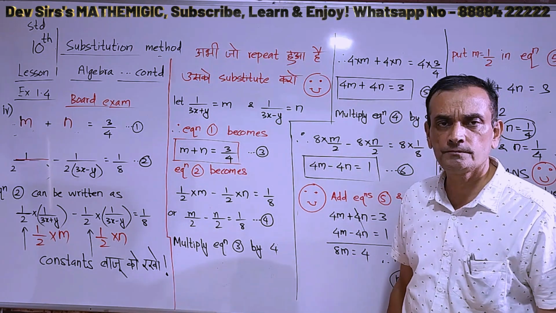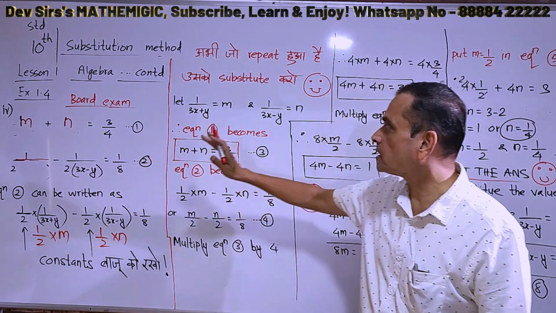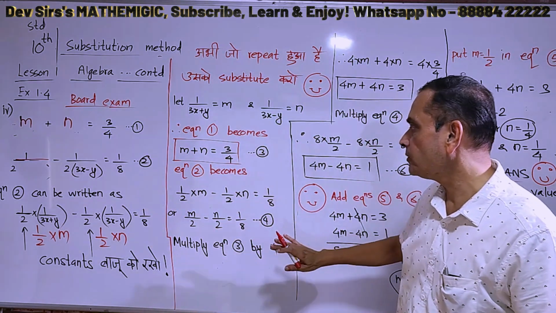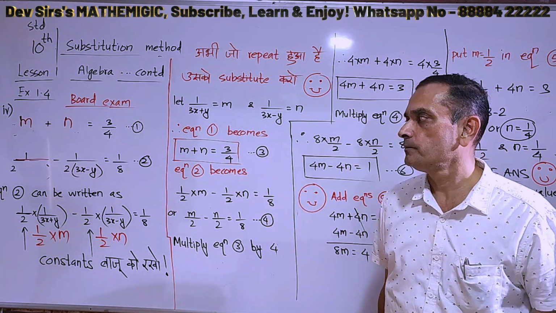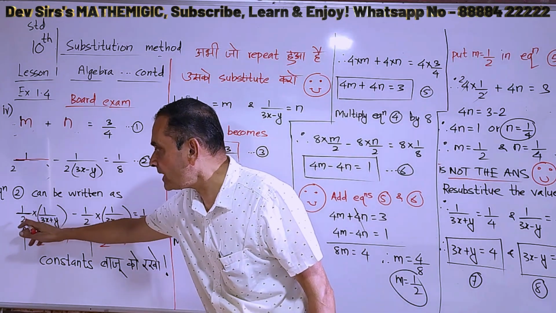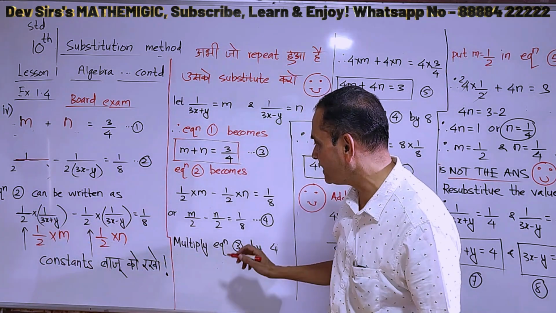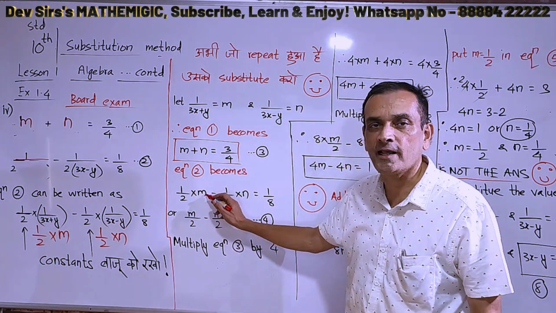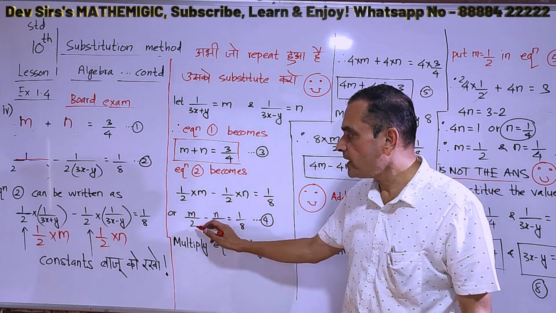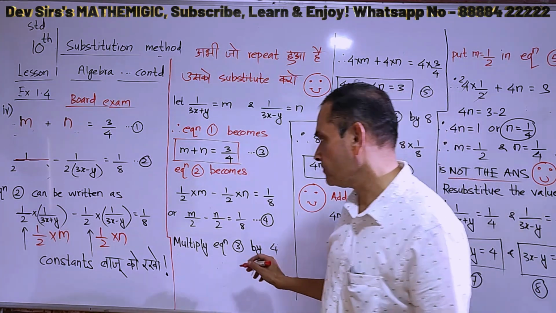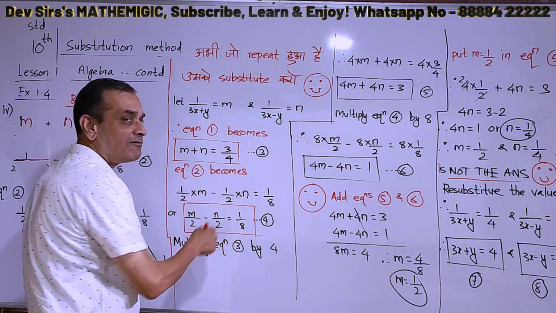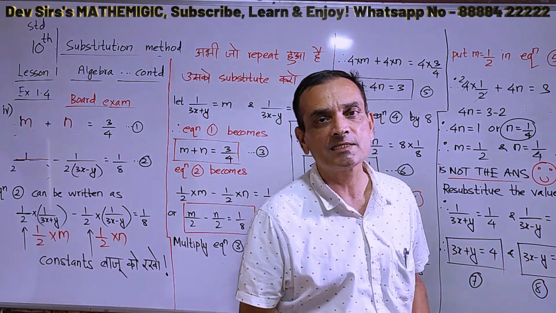So equation 1 has got converted into equation 3. Equation 2 has got converted into equation 4. But be careful, this 1 by 2 is a constant which is there in front और m ऊपर है. Similarly 1 by 2 n ऊपर है. So m by 2 minus n by 2 equal to 1 by 8. We have to solve these two equations simultaneously.